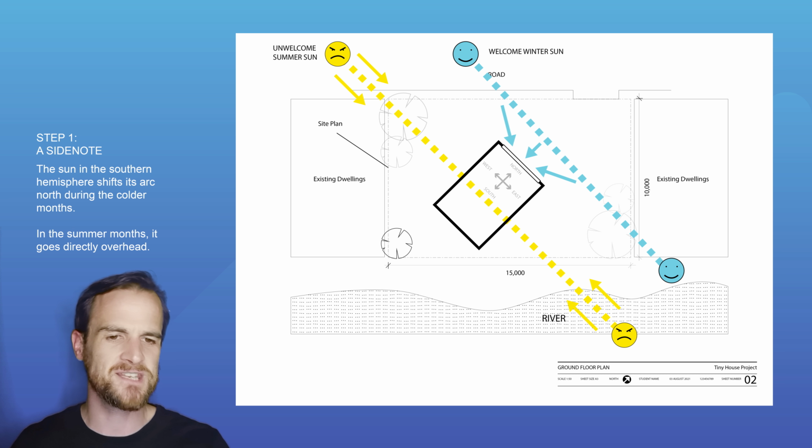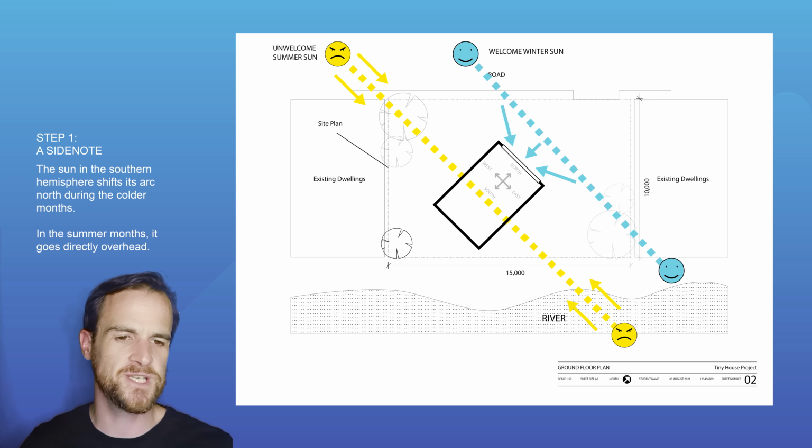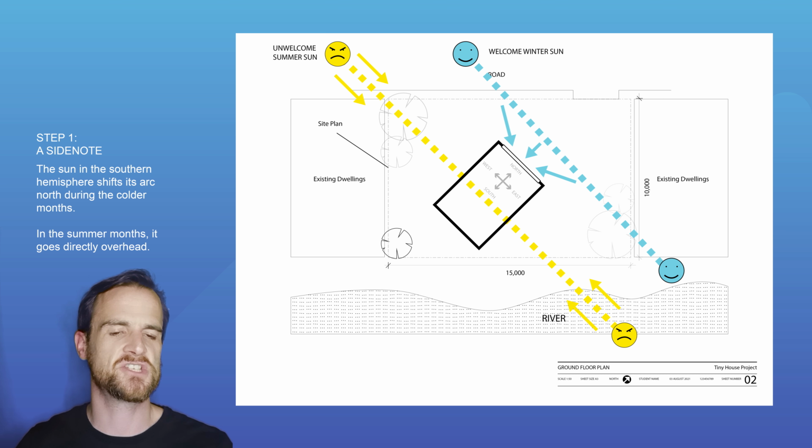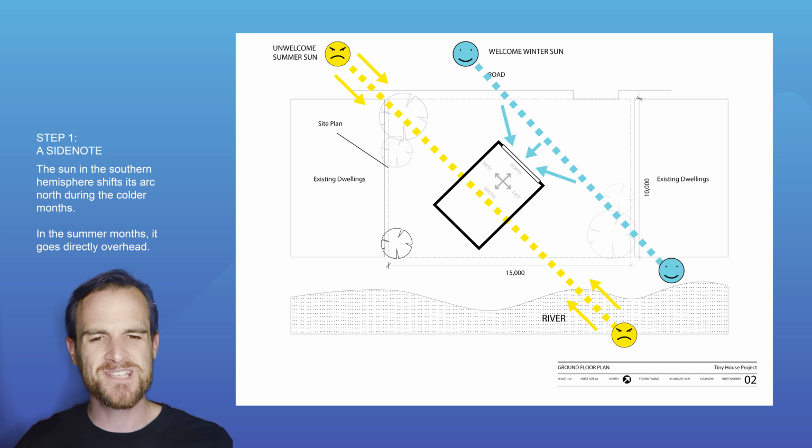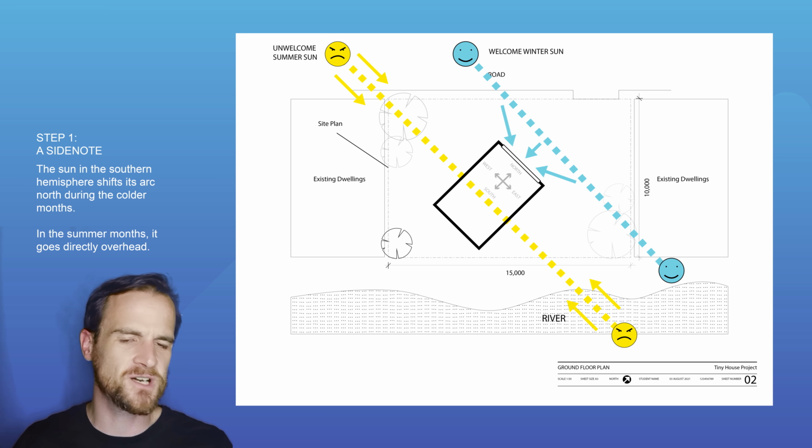Whereas the winter sun, which sets a little bit north because it goes further up the equator in the winter, throughout the day, that winter sun's going to shine through those windows. And that's that welcome winter sun, because it's cold and you want the sun to shine through. So that's a quick diagram to help you understand that northern aspect and those considerations.